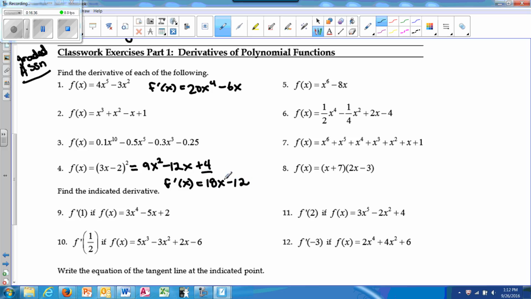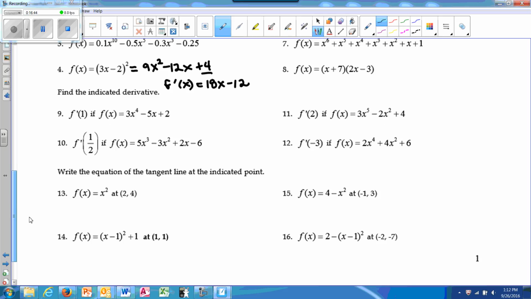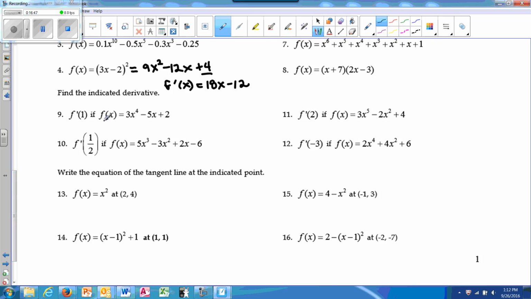Let's skip over to number 4. In order to do this, I have to FOIL this one out. 9x squared minus 12x plus 4. Now I can take the derivative of the polynomial, 18x minus 12, and then I'm not going to write the plus 0 for the derivative of the constant.